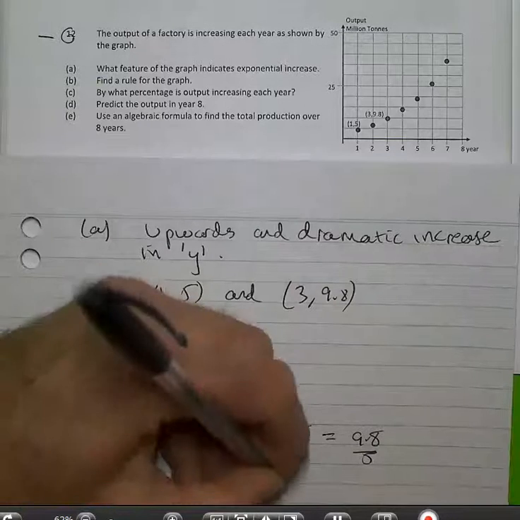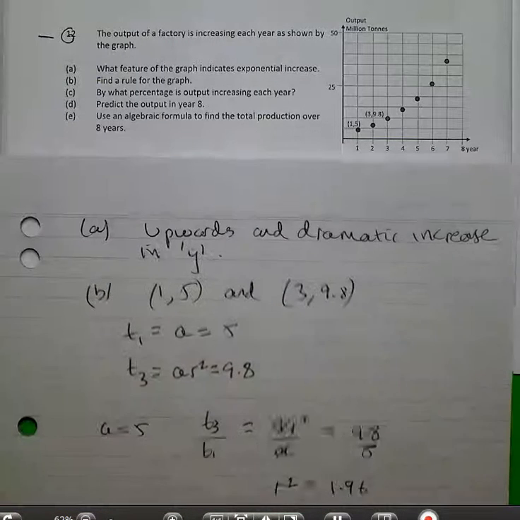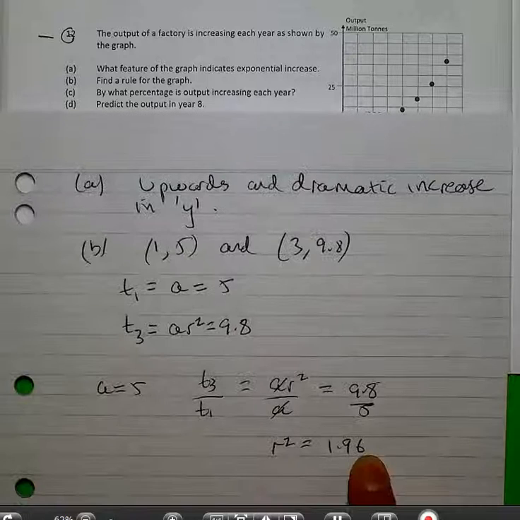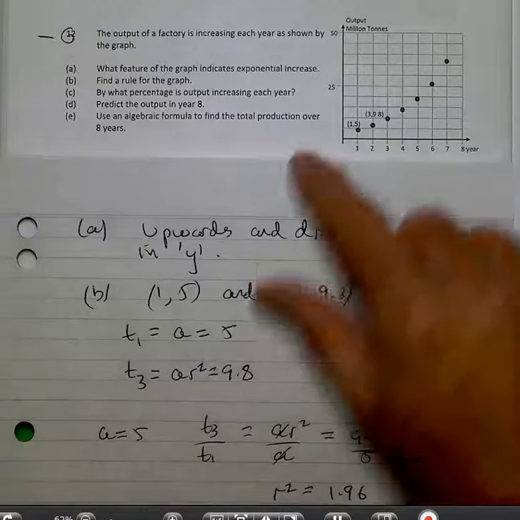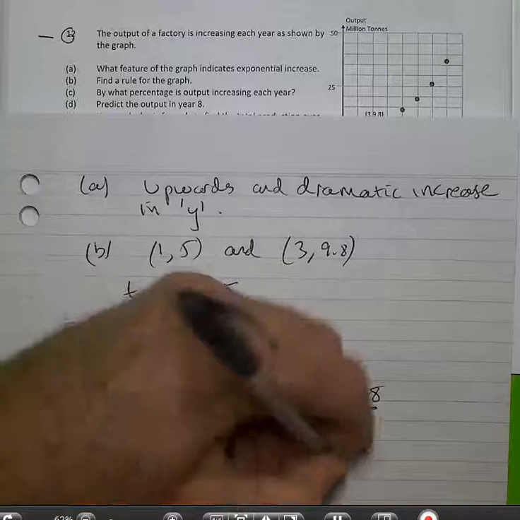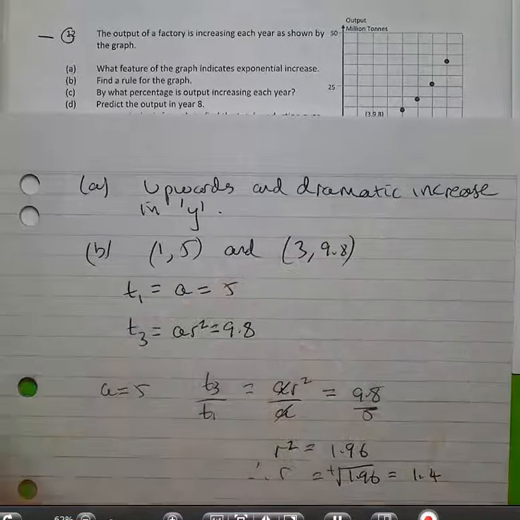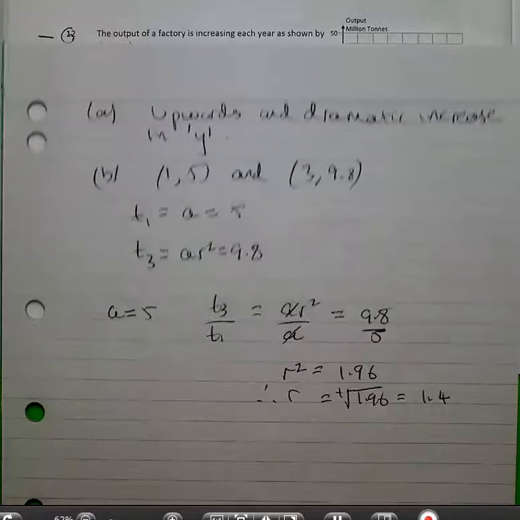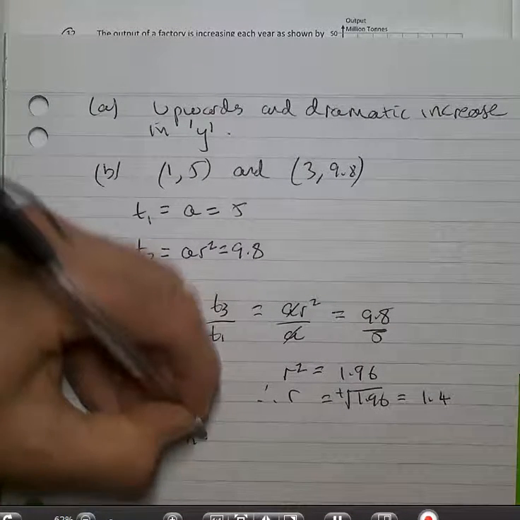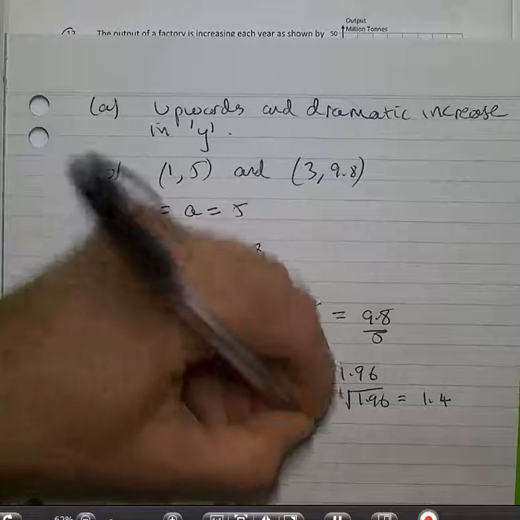Now, when I do that, R squared is 1.96. It's possible for that to have a positive or negative value, but in this instance, we only consider the positive value. So taking the positive square root of that, we get 1.4. So I can therefore write the rule as T_n = 5 times 1.4 to the n minus 1.